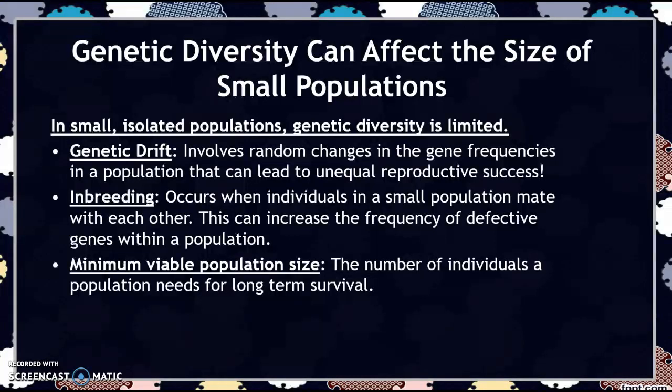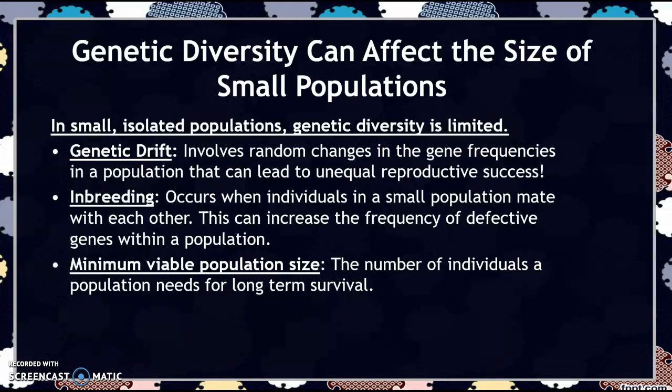Inbreeding is another reason. It occurs when individuals in small populations mate with each other, which increases the frequency of defective genes within a population. We always think of royal bloodlines that wanted to keep things pure, so they only married within their family and had kids, and then we had a lot of members of royalty that had genetic issues.